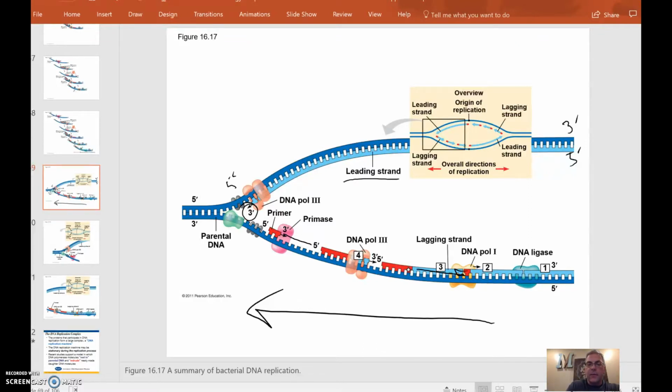Down here, because of the orientation, we want to replicate moving this way, but we're actually adding the DNA in fragments coming back this way. Those fragments make up the Okazaki fragments. That's laid down by DNA polymerase 3. We use DNA polymerase 1 to remove the primers, and then we glue the fragments together with ligase. So hopefully that helps explain some of the protocols as to how DNA replication takes place.